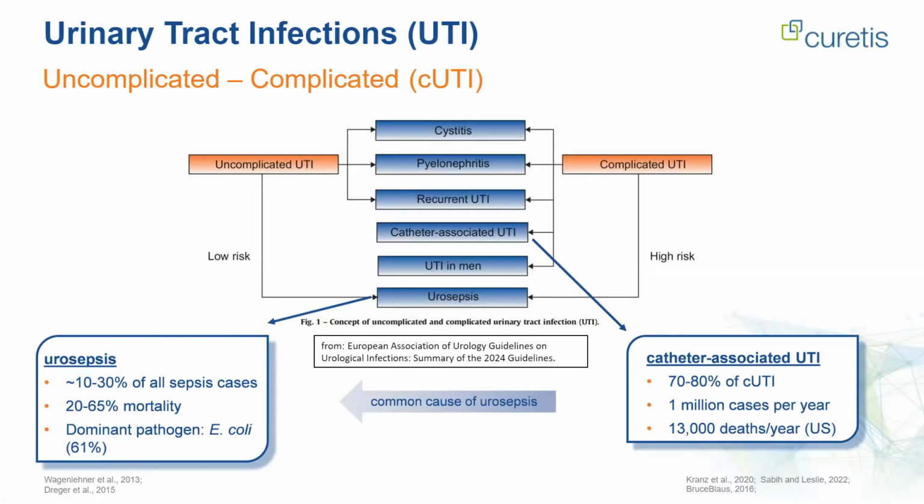Cystitis and pyelonephritis can be uncomplicated or complicated depending on the risk factors we have talked about in the previous slide. Either uncomplicated or complicated UTI can occur again. The recurrent UTI is defined as at least 3 times UTIs per year or 2 times UTI in the last 6 months.